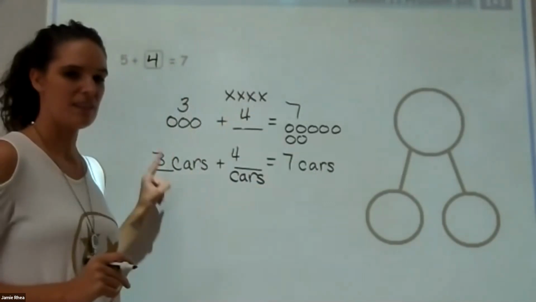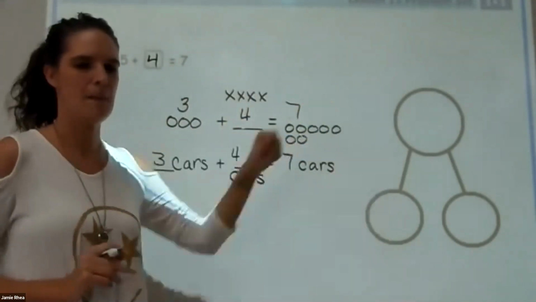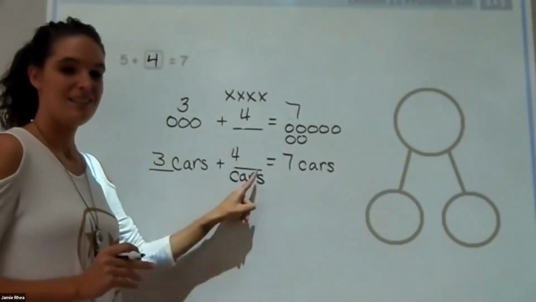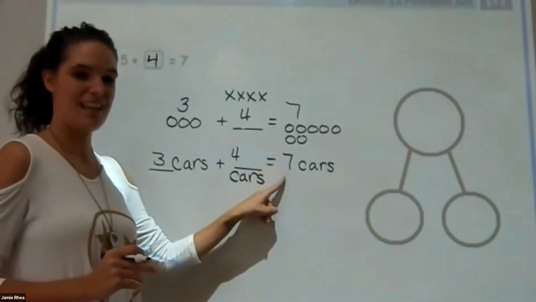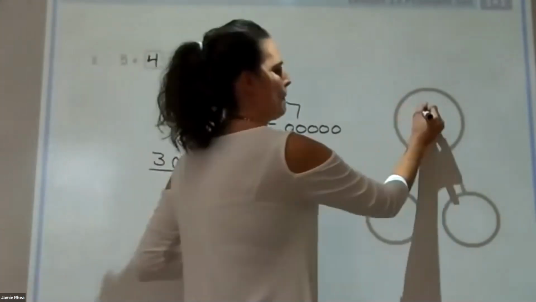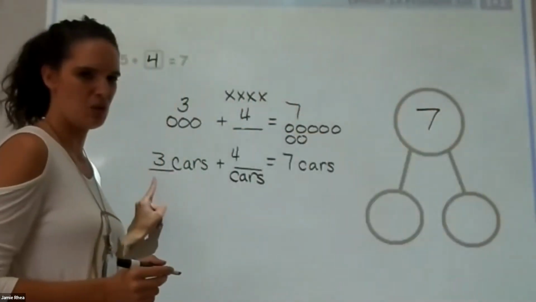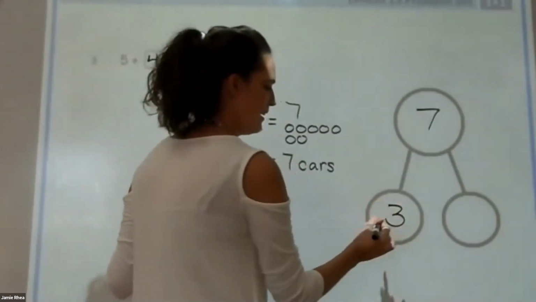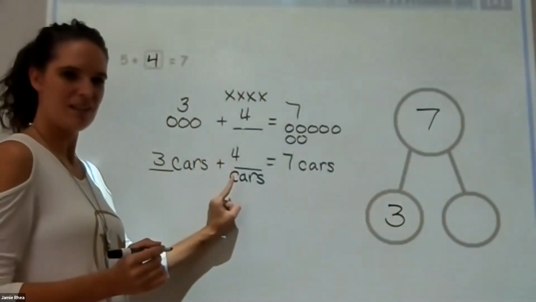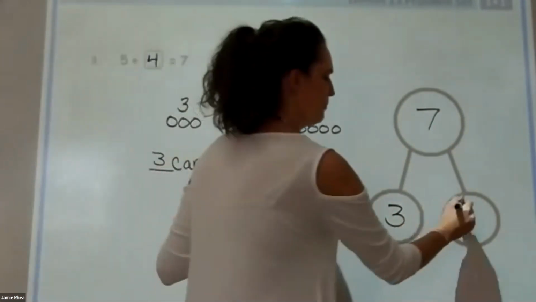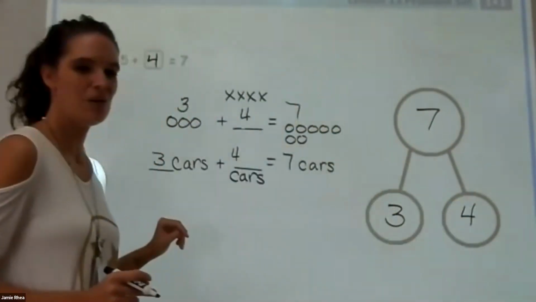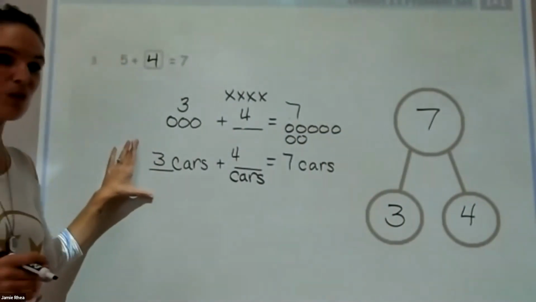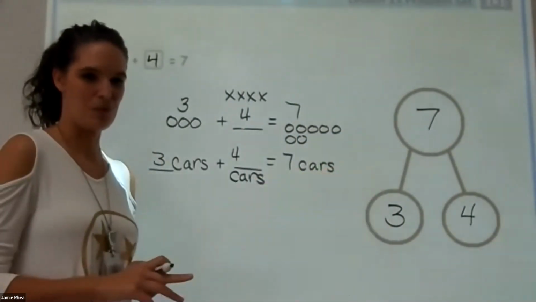So let's look at this. What's our total? The 7. Together they had 7 cars. How many cars did Logan have? 3. How many cars did his brother bring? 4. Now we have our number sentence, we have a picture, we wrote a story, and we have our number bond.